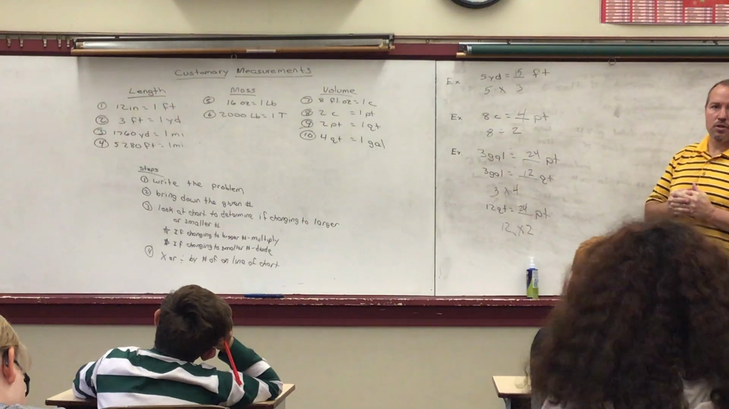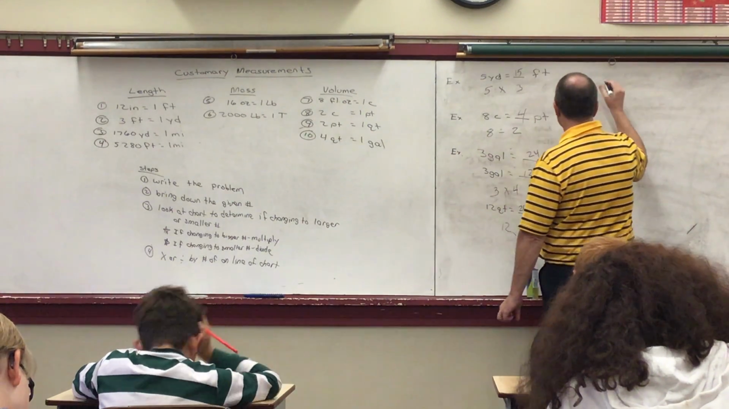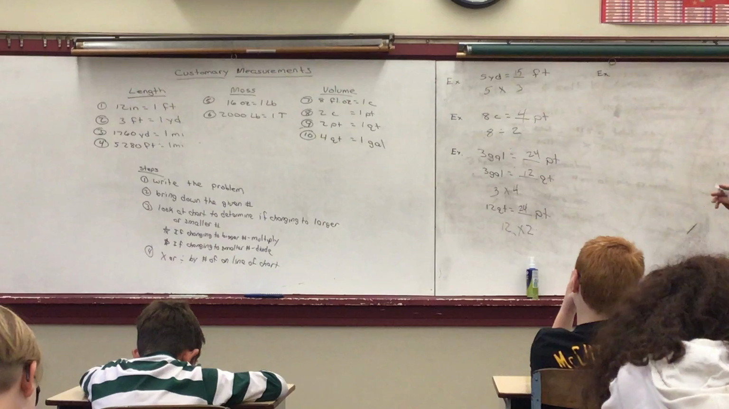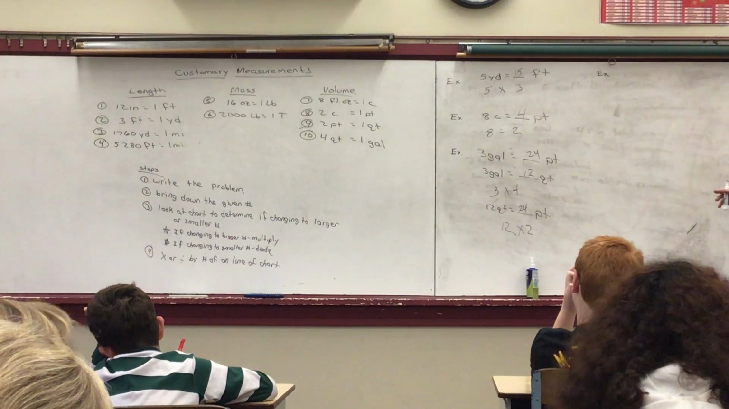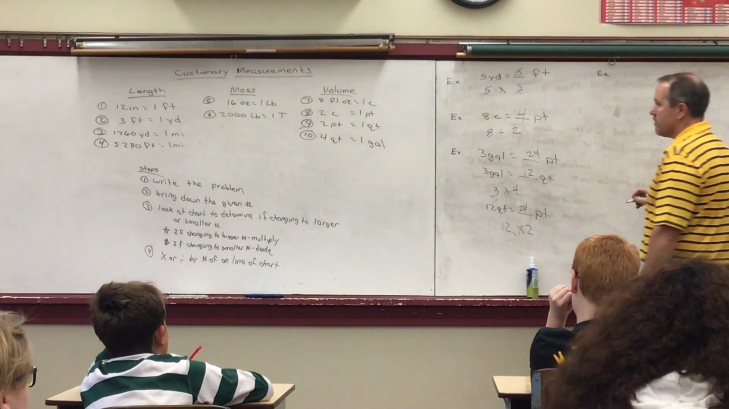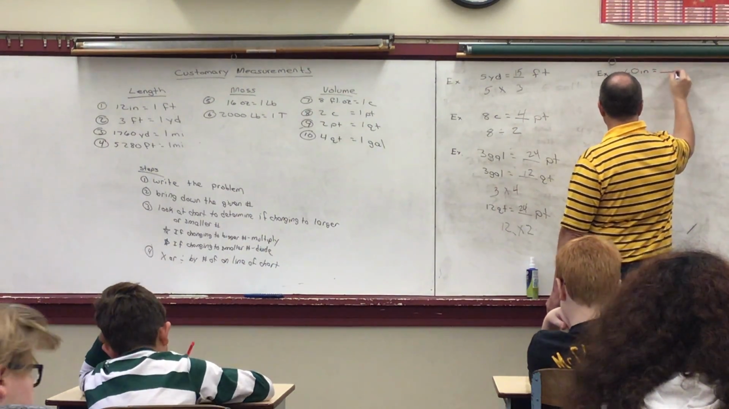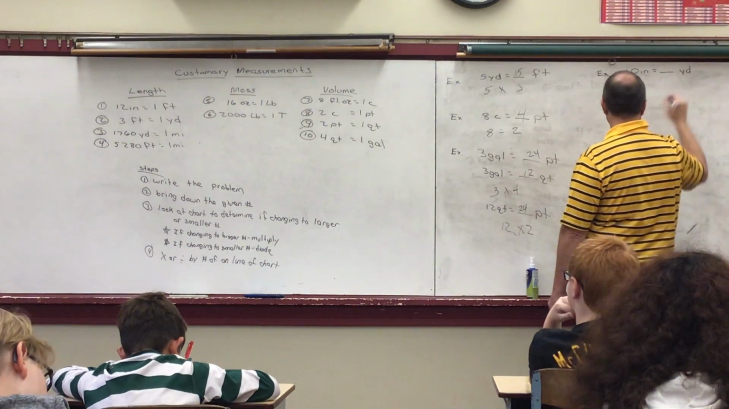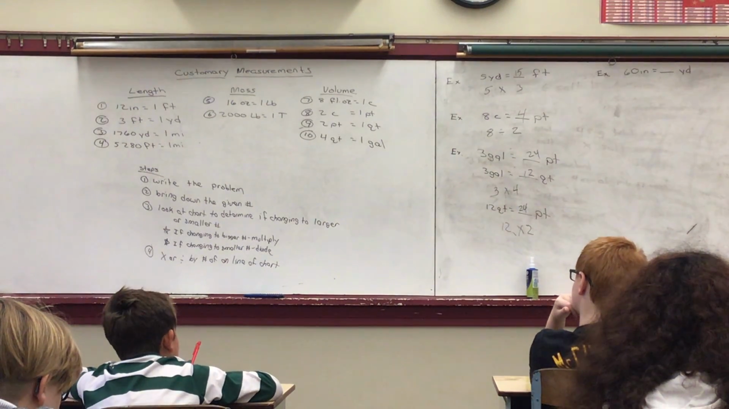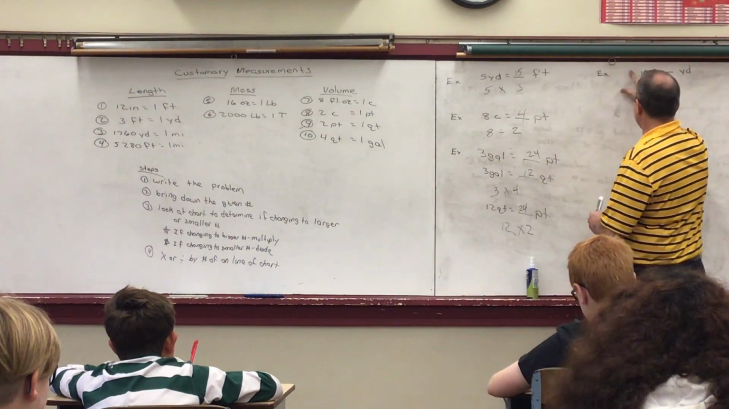Okay? Questions about that? We'll do one more example. 60 inches equals blank yards. Let me change it. Let's make it 72 inches. Sorry about that.